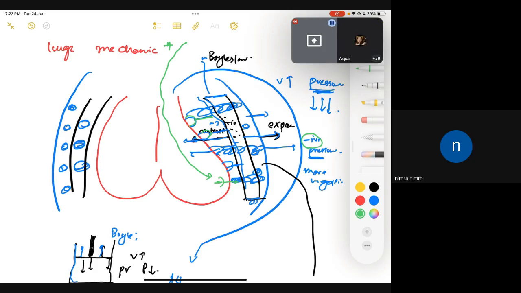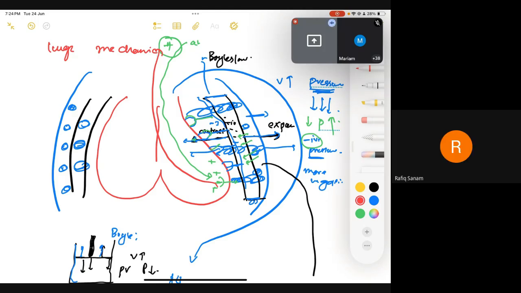Similarly, when I'm expiring, I'm just decreasing the chest cavity size, right? If I'm decreasing the chest cavity size, I'm decreasing the volume. So what would happen to the pressure according to Boyle's law? Pressure is going to increase. If the pressure is increasing, I'm putting a positive pressure now here, right? As compared to the pressure outside in the environment, that is atmospheric pressure. So won't the air move outward from high pressure to low pressure now?